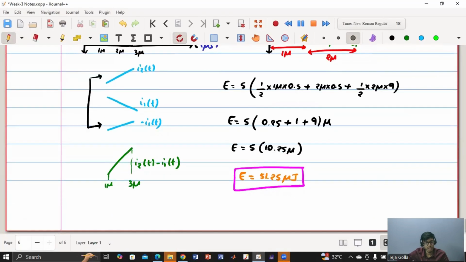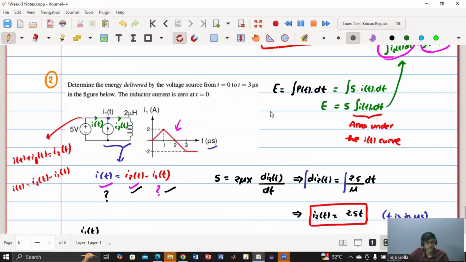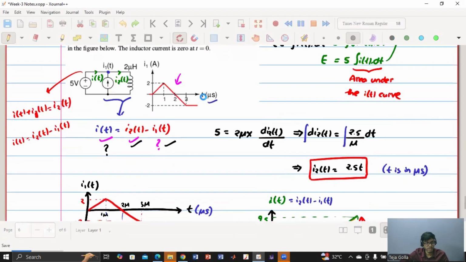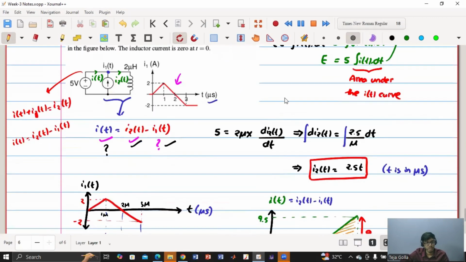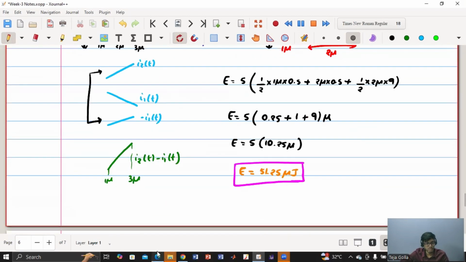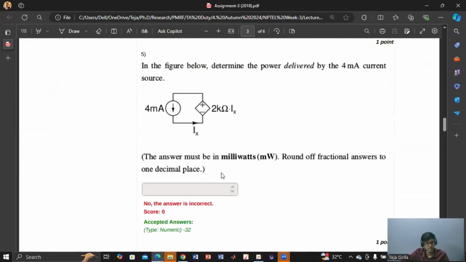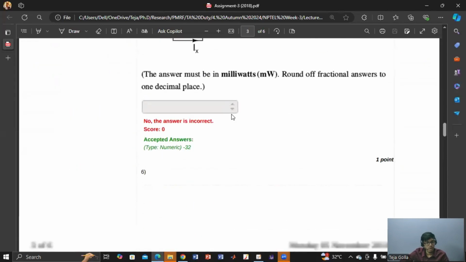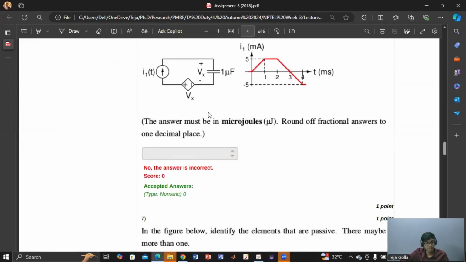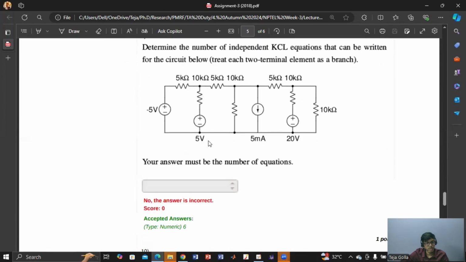So is this question clear? I also request you to solve it by yourself again so that you will feel more confident and you will understand it better. Is this okay, this question, or do you have any doubts until this point? Okay, sir. Okay. Now maybe question 5 will solve. Questions 6, 7 are also good, and then we'll solve 9 and 10.